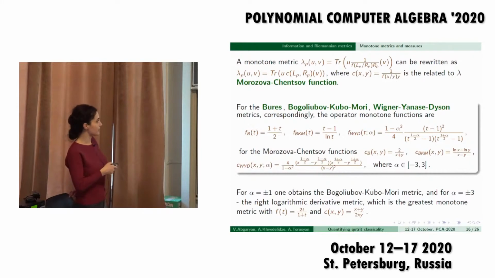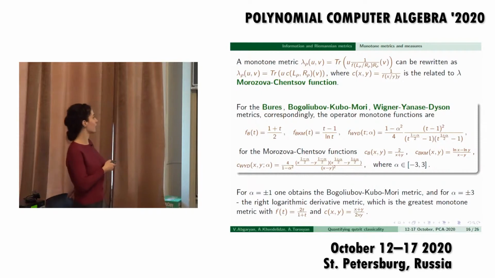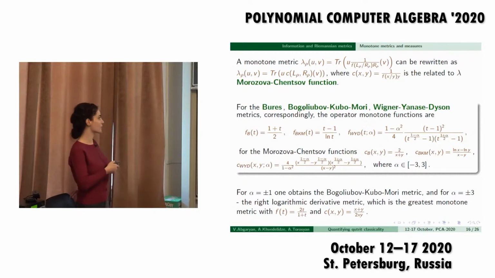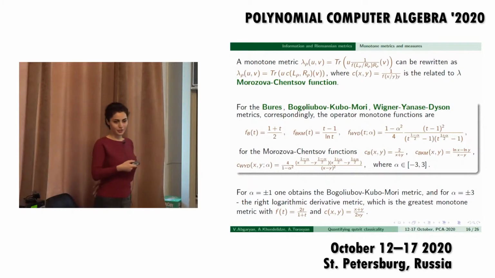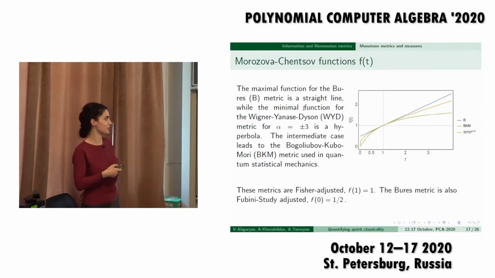For the last case, alpha changes from -3 to 3, and for alpha equals ±1, we obtain the Bogolyubov-Kubo-Mori metric, and for alpha equals ±3, we obtain the so-called right logarithmic derivative metric, which is the greatest monotone metric with these functions. Well, these are just functions, and we're humans, so it's always easy to see some pictures.